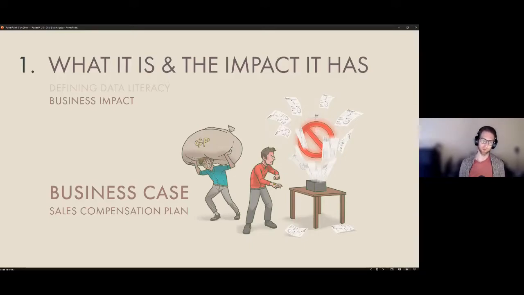If you don't know what a sales compensation plan is, I'll tell you all about it. It's basically a bonus program for sales teams to incentivize actions that align with their company's strategy. But more on that later.